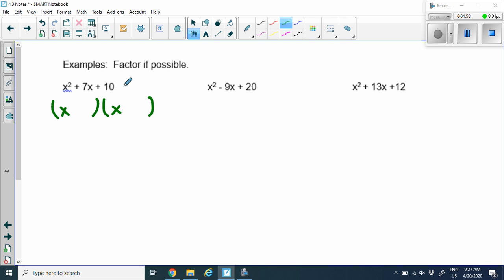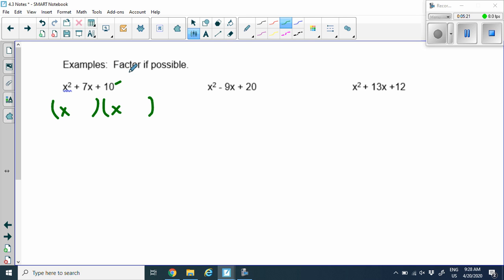Now, in order to factor, we need to find two numbers that multiply to the last term, or our constant, and add up to the middle term, okay? So, in order to do this, I'm going to find all the factors of 10. Now, you might be wondering, what do you mean factors? Well, I'm talking about all the numbers that multiply to 10. So let's list those out.